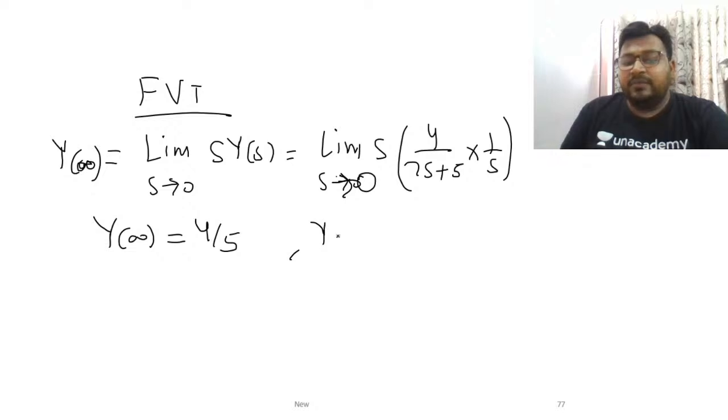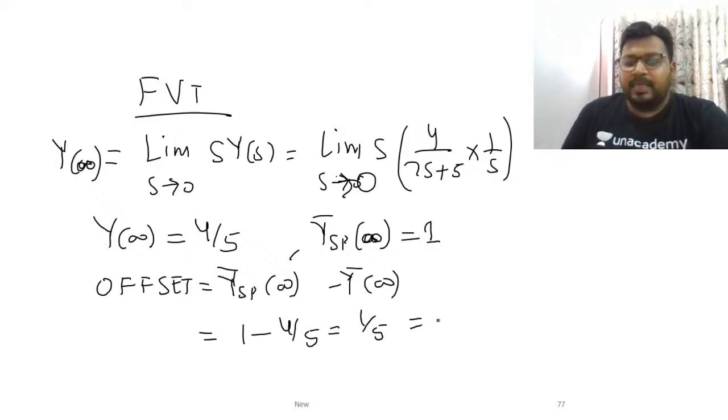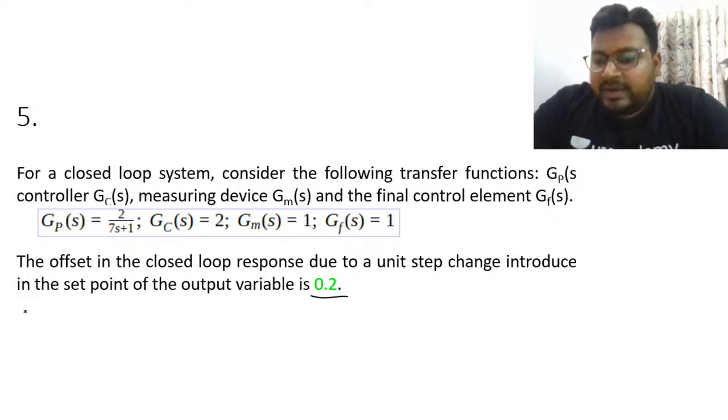And guys, what is YSP? It is 1. So at infinite time also it is 1. So what is the difference between them? It is offset. The difference between them is known as offset, that is YSP infinity minus y bar infinity, which is 1 minus 4 by 5, comes out to be 1 by 5, and that is 0.2. So the answer of this question is 0.2. That is how we can deal with the questions.